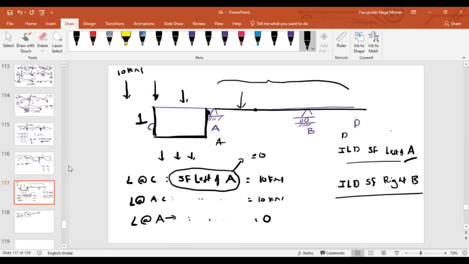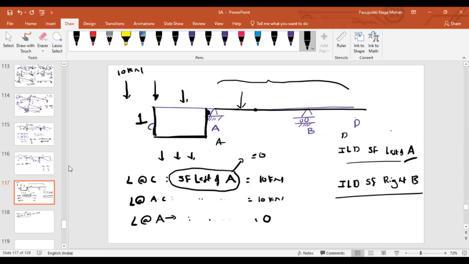Here, if I am talking about the ILD for shear force to the left of A, once again I'm telling you, I'm not talking about at A, because at A a reaction force will develop. There will be an abrupt change in the shear force diagram. That means there won't be any continuity. That's why wherever there are reactions or concentrated forces, we will not draw the shear force ILD, because shear force cannot be defined at that point.